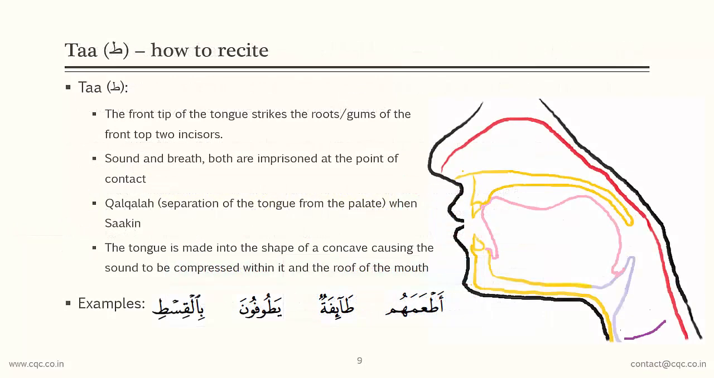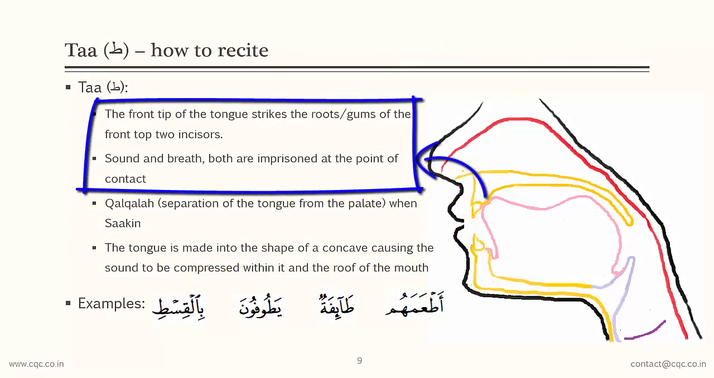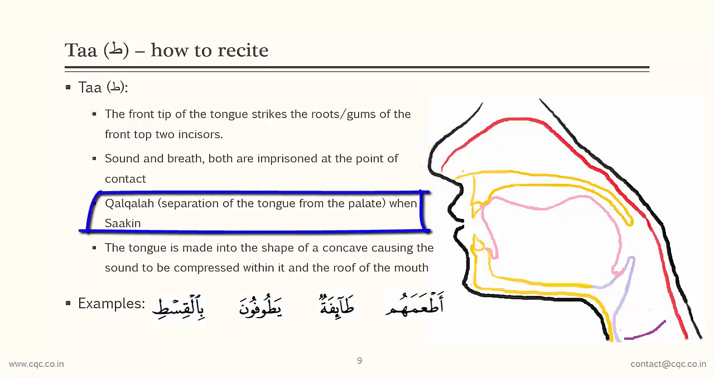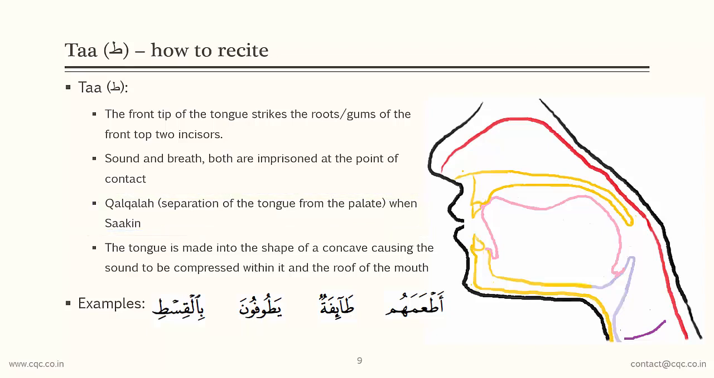So as we saw earlier, the sound of ta originates when the front tip of the tongue strikes the roots or gums of the top two incisors. Now at the point of contact, the sound and breath both are imprisoned. However, in its sakin form, this letter is characterized by qalqalah, causing the tongue to separate from the palate immediately after making contact to it, as in al-ta. So if I don't give qalqalah to the sakin ta, the sound will be completely blocked, as in al. So you need to give qalqalah and recite it as al-ta. Look at this example.